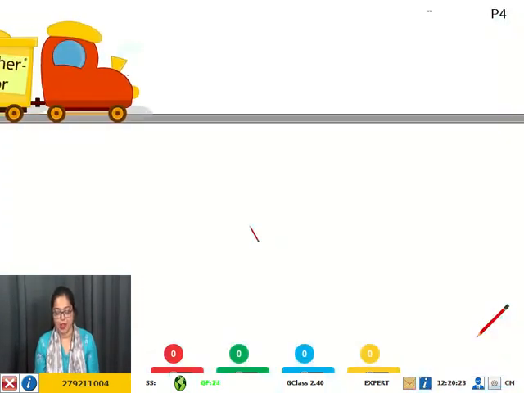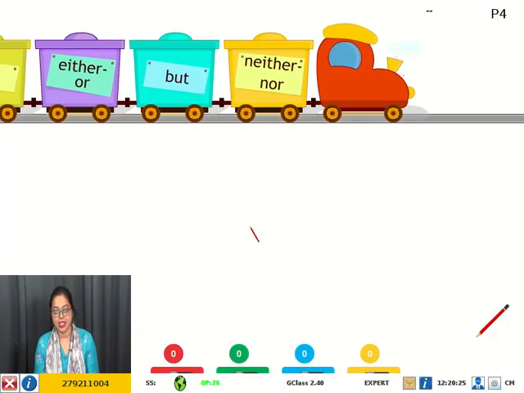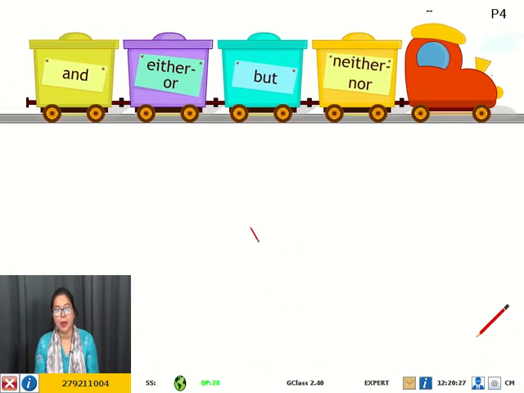Okay, now you see what is coming up on the screen. There's another train coming up on the screen, but this time in the train there are certain words which we can use as connectors or conjunctions.